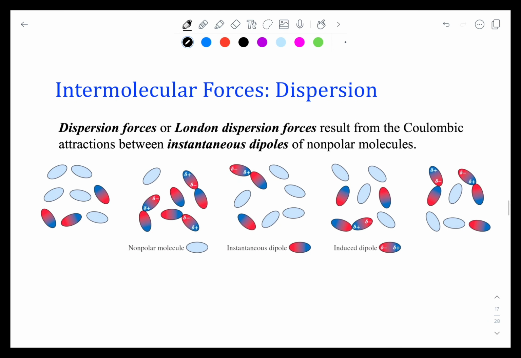Next up, we have dispersion forces, which are also referred to as London dispersion forces. Dispersion is a perfectly acceptable name. And this is just the result of Coulombic interactions between instantaneous dipoles, but this is for specifically nonpolar molecules. Now, technically, everything has dispersion, because dispersion is a force of proximity. Let me write that.